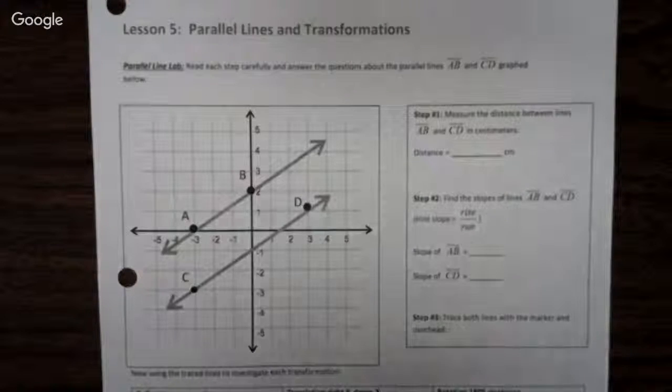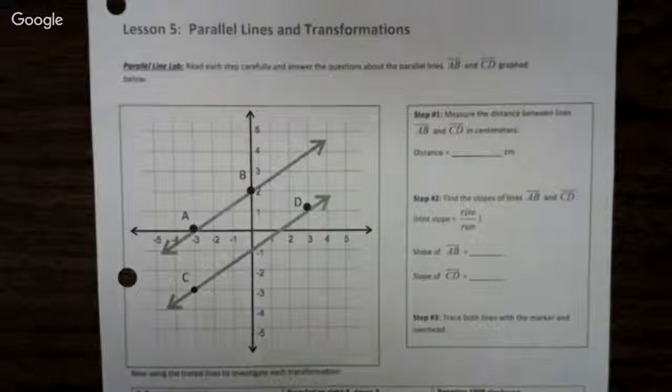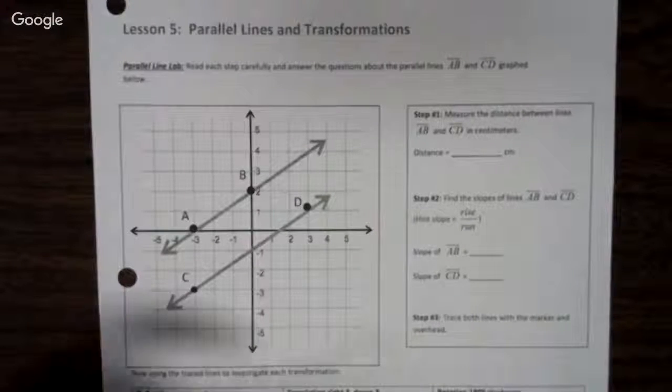This is lesson 5. We are going to be talking about parallel lines and transformations. So we're going to start off with a parallel line lab. We're going to read each step carefully. We are going to answer the questions about these parallel lines AB and CD graphed below. So step 1, let's measure the distance between the lines AB and CD.